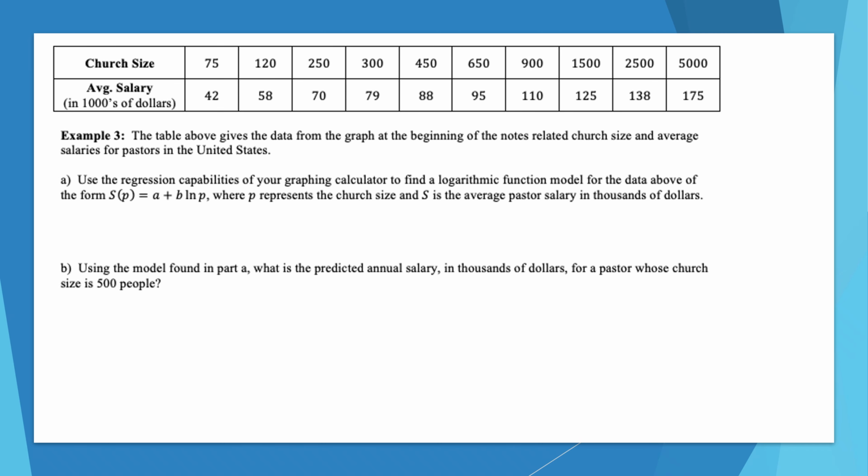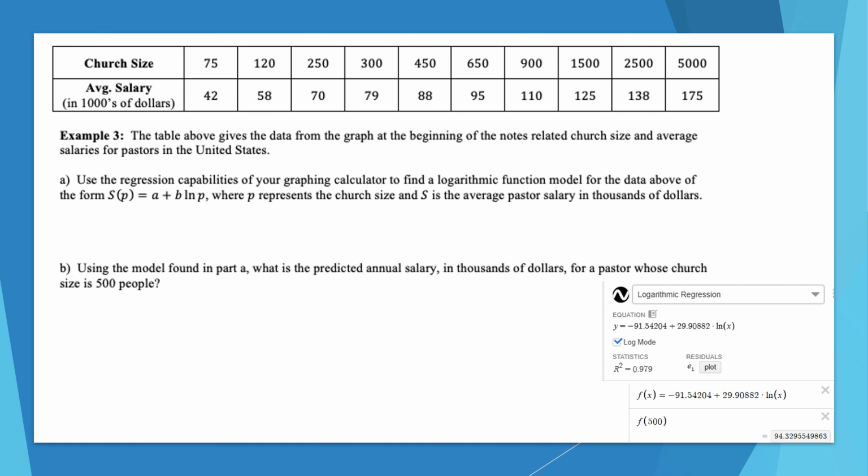Right, example 3. Here we are given the same context as before, except this time we're given the actual points, right? And so these are the points that are graphed on that previous example. And now we want to use Desmos, or our graphing calculator, to find a logarithmic function in this form, a plus b ln p. So this is going to require Desmos.